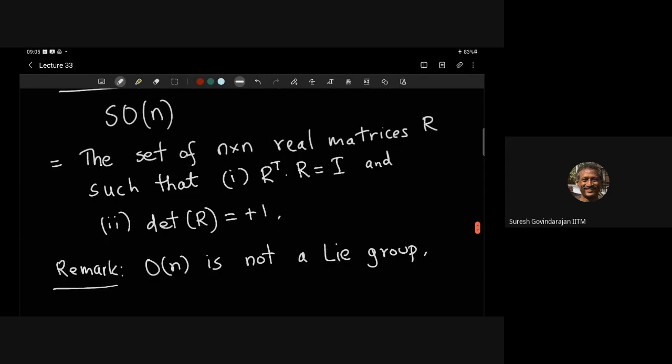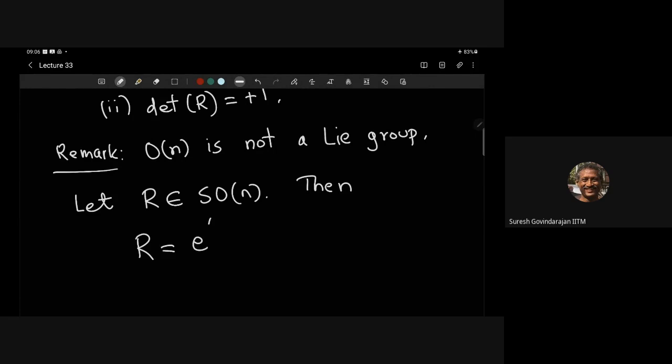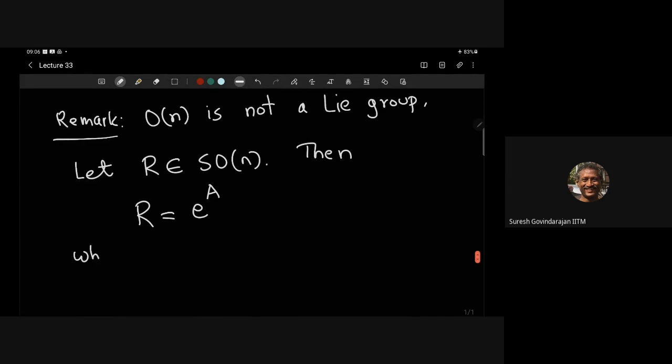Okay, then R can be written as e to the power A, where A is a real antisymmetric n by n matrix.